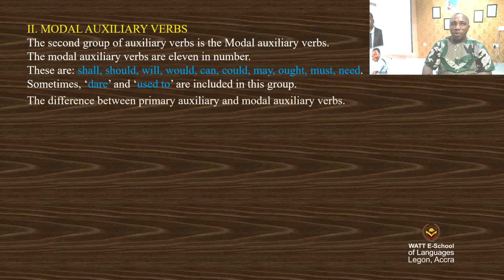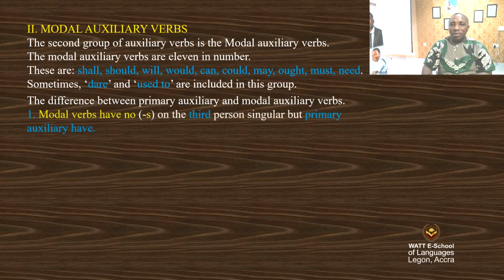The difference between primary auxiliary and the modal auxiliary verbs. You are going to have a look at the difference. One, the modal verbs have no S on the third person singular, but primary auxiliary verbs have. Examples: he can go. He has come. Look at the two auxiliary verbs. One is modal, one is primary. The can is modal and the has is the primary.